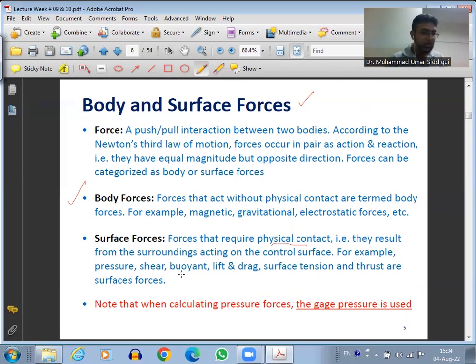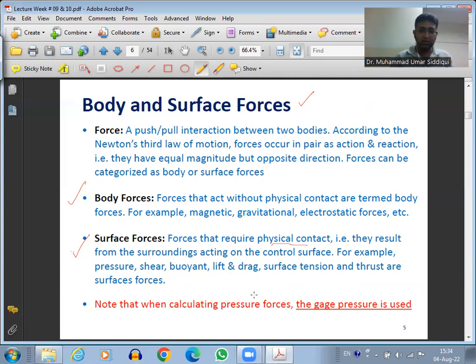Similarly, buoyancy is there when an object is in contact with the fluid, when it enters into the fluid. Then the buoyancy force acts. There is a surface to surface contact, the surface of the fluid in contact with that object. Lift, drag, surface tension, thrust. These are all the surface forces which require surface to surface contact. Otherwise, if there's no surface to surface contact, these forces cannot act. On the other hand, body forces do not require surface to surface contact.